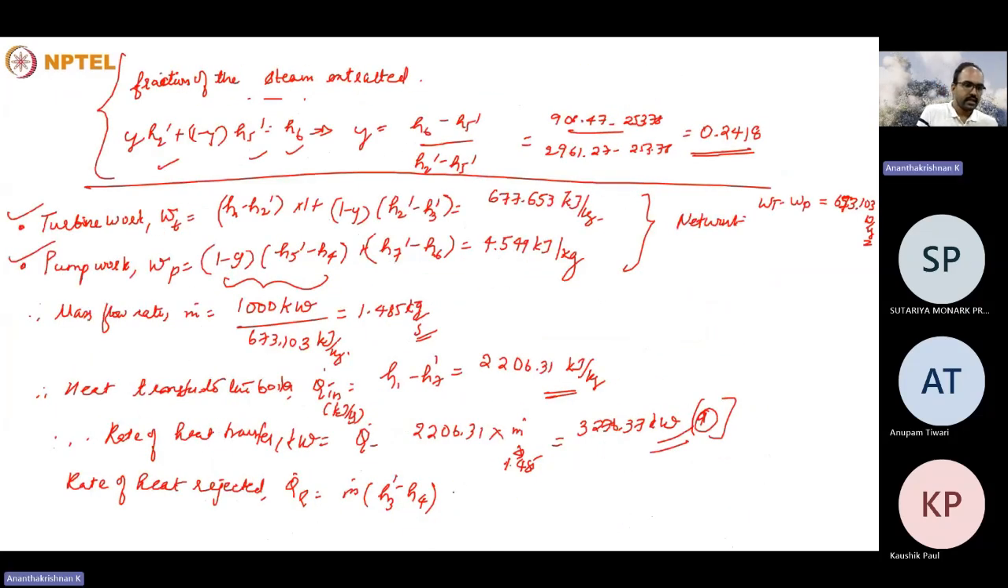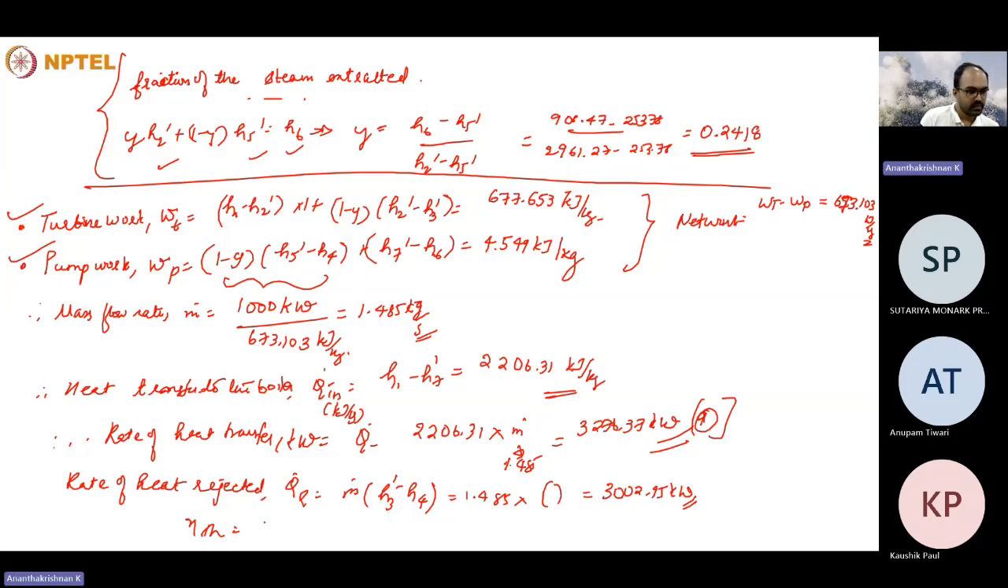Rate of heat rejected, yeah. So just like the previous case, we have to multiply it by the enthalpy differences. So we get 3002.9. The thermal efficiency will be equal to this minus this, 3276.